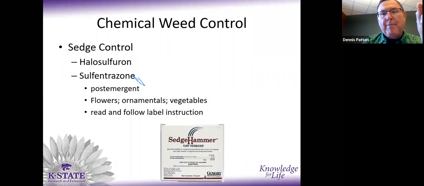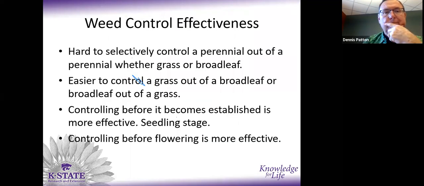But if sedge is your problem, so here again, knowing your weed, knowing the right product is going to give you better results. So kind of wrapping up here, weed control effectiveness, like I said, it's hard to select and control a perennial out of a perennial, whether grass or broadleaf. It's easier to control a grass out of a broadleaf or vice versa. As I said, it's easier to control before they become established, that seedling stage.